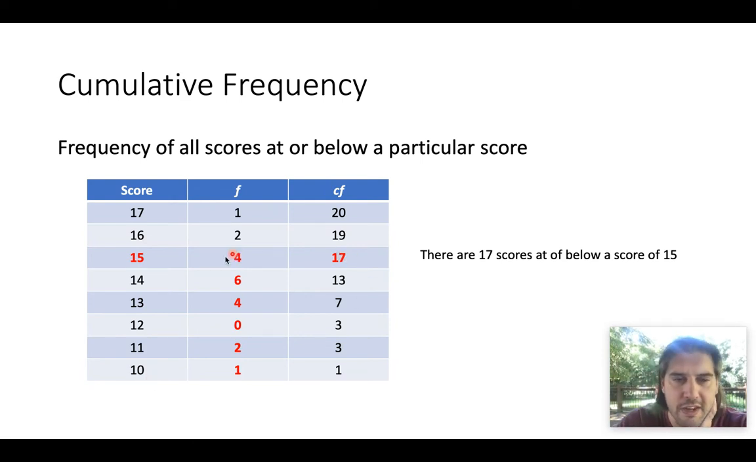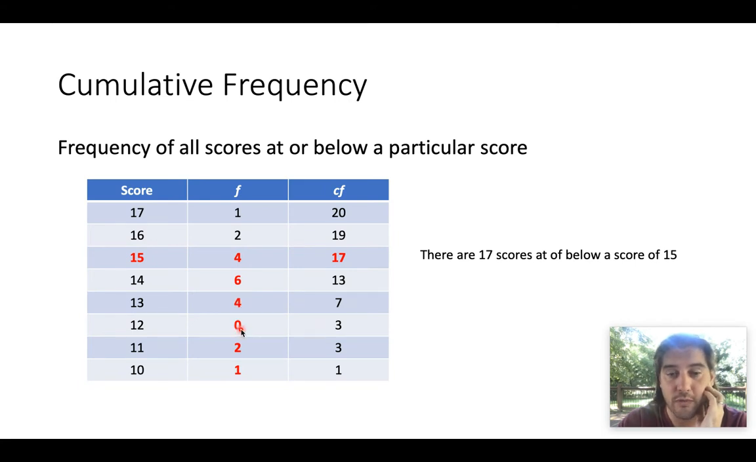So if I want to know the cumulative frequency of the score 15, what I'm asking is how many people scored a 15 plus how many people scored a 14 plus how many people scored a 13 plus a 12 plus an 11 plus how many people scored 10, right? The accumulation of scores up to 15. So 4 people scored a 15. 6 people scored a 14. 4 plus 6 is 10. 4 people scored a 13. 10 plus 4 is 14.